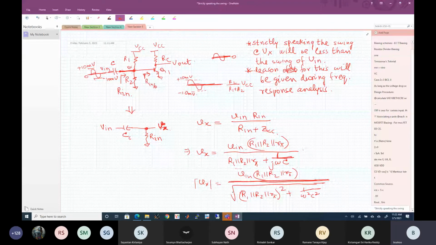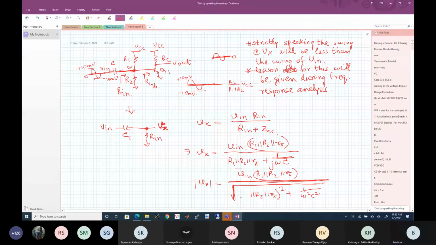So now if I tell you this, so watch, why did R1 vanish? R1 parallel R2 parallel R pi square.